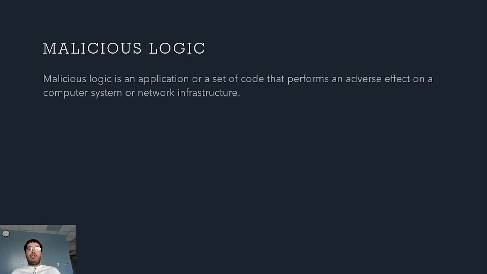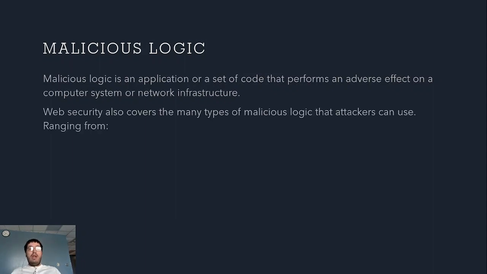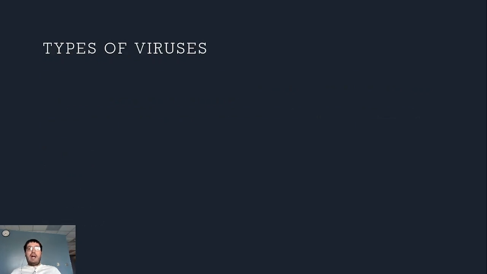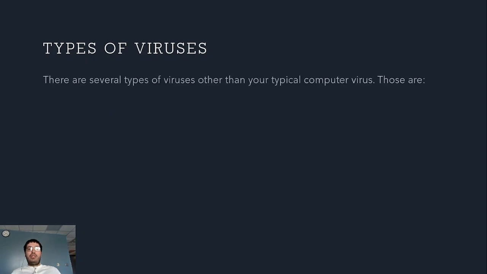So malicious logic is an application or a set of code that performs an adverse effect on a computer system or network infrastructure. Web security also covers the many types of malicious logic that attackers could use, ranging from viruses, which I'll show you in the next slide, the many types of different viruses, computer worms, grayware, rootkits, and many more. So the types of viruses, there are several types of viruses that your typical computer virus.